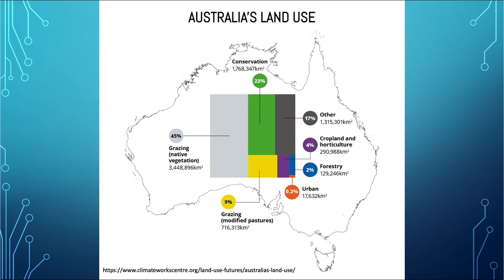So let's have a look at what Australian land use looks like. This is a very interesting website to visit. It's called climateworkscentre.org, and it leads you through all these maps to show you exactly how the Australian land mass is being used and how that relates obviously to climate change and everything else.